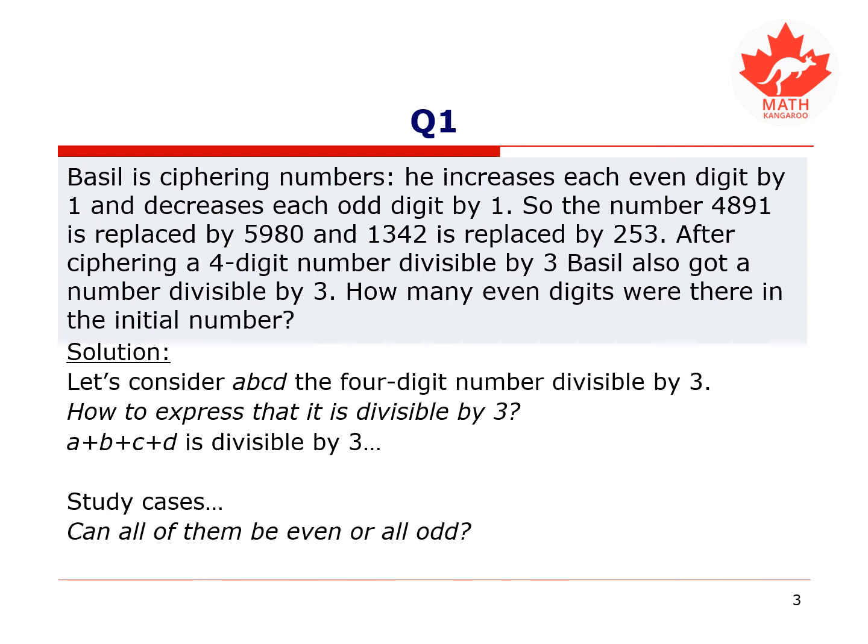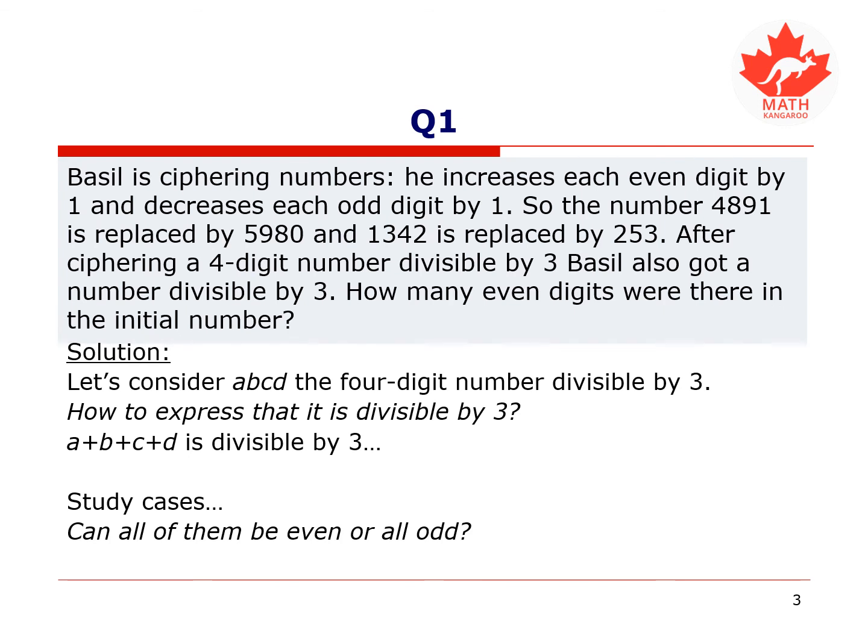Let's take a look. Suppose that all the digits are even. In that case, our system tells us that we must increase each even digit by 1. That would mean that we would increase the sum by 1 plus 1 plus 1 plus 1, increasing the sum by 4. Can we take a number that's divisible by 3, increase it by 4, and still have the result be divisible by 3? I'm afraid not. We would be adding a remainder of 1 to our divisibility. That's no good.